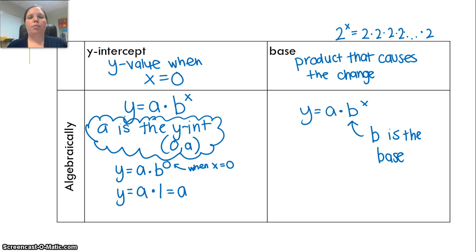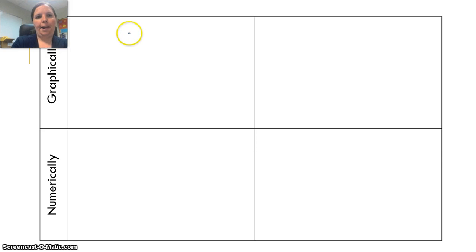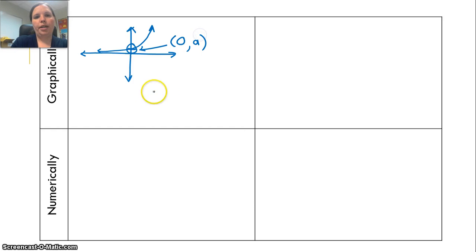Okay, so that's algebraically what it's going to look like in our equations. Now, graphically, if we look at a sketch of an exponential function, I'm going to draw just kind of a generic exponential growth function here. Our y-intercept, I'm going to circle this, is (0, a), the a value. If we're looking at our graph, obviously that's where we're going to be looking for our y-intercept. A is the y-intercept value.